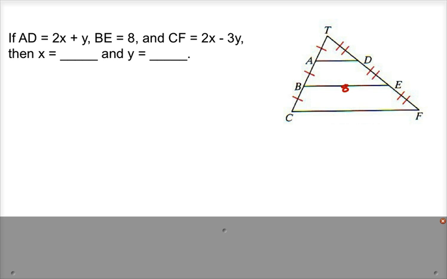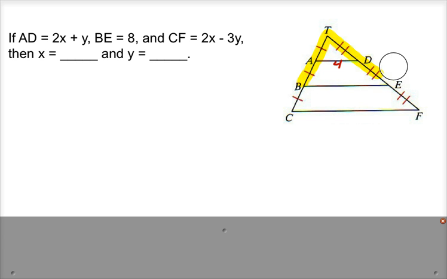Well, if I look at this triangle, AD is connecting the midpoints, so it should be half the size of BE, which means that it's going to be 4.